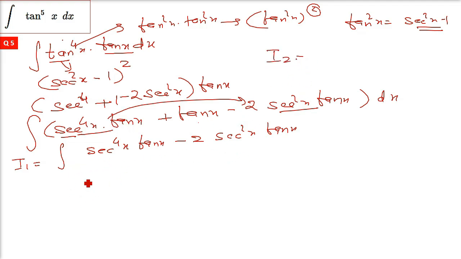Now my I2, taking it here, because this tan x has a direct integration as minus log cos x or log sec x with a modulus sign in between the sec. And the final result will be, we will add I1 and I2.